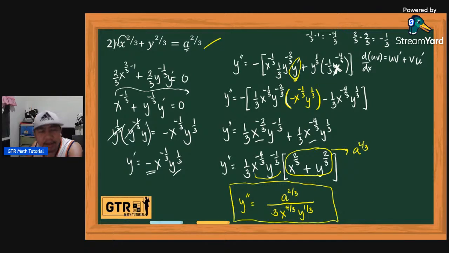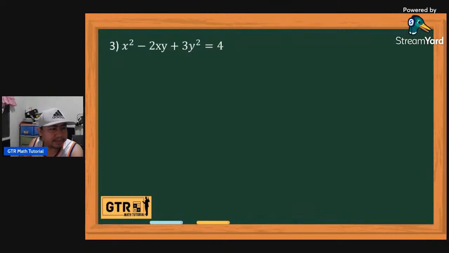Okay, so again, in finding the second derivative, we will always use this term, the original given, x raised to 2/3 plus y raised to 2/3 equals a raised to 2/3. Okay? So next, last example number 3.